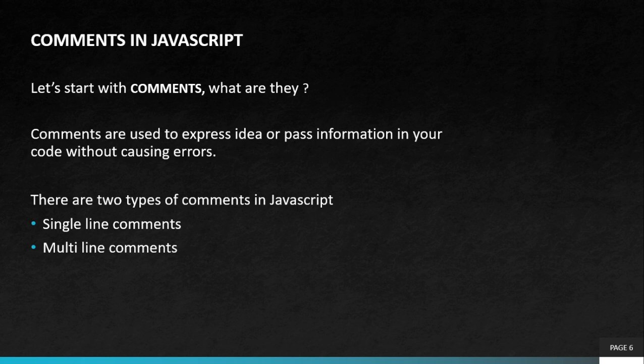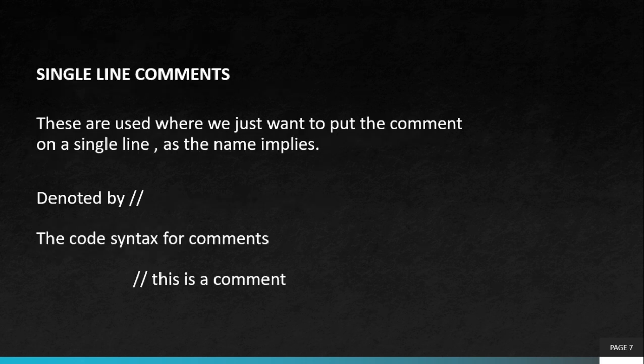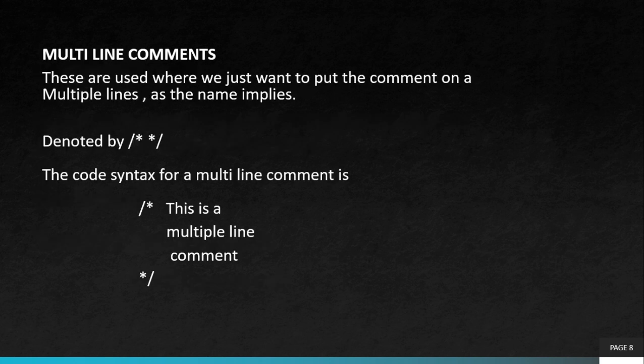And there are two ways to write comments. We have the single line comments and we have the multi-line comments, right? The single line comments are used where we want to put the comment on a single line, just as the name implies, right? So it's denoted by two forward slashes, right? And the example below is a comment, and we'll see more of this when we get into real-time coding. And the second one is multi-line, and these are used when we want to put the comment on multiple lines, right?